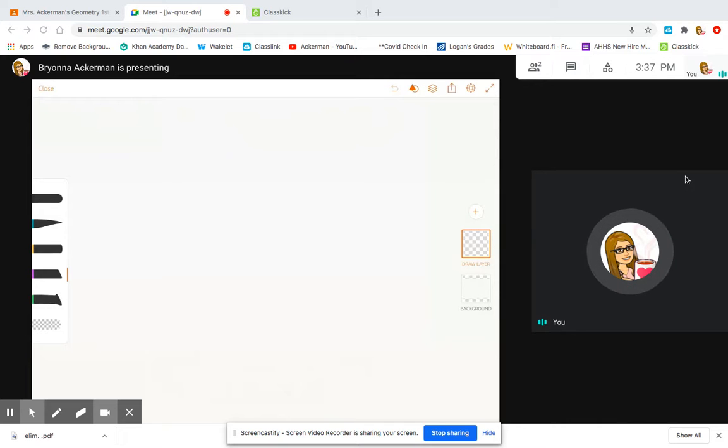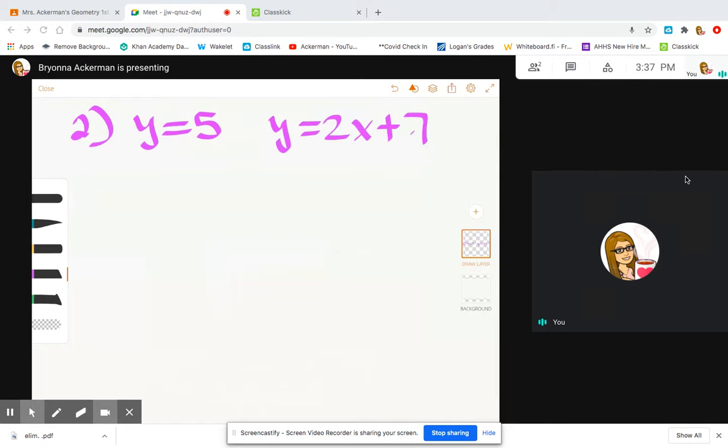So we talked about graphing first. So I'm going to do number 2 off the Class Kick. So if you want to follow along, the Class Kick for today has a bunch of notes and problems. So we're going to start with number 2. So number 2 is solving by graphing. And so the two problems that are given are y equals 5, and then the other equation is y equals 2x plus 7. And so we're supposed to graph these and see where they meet.